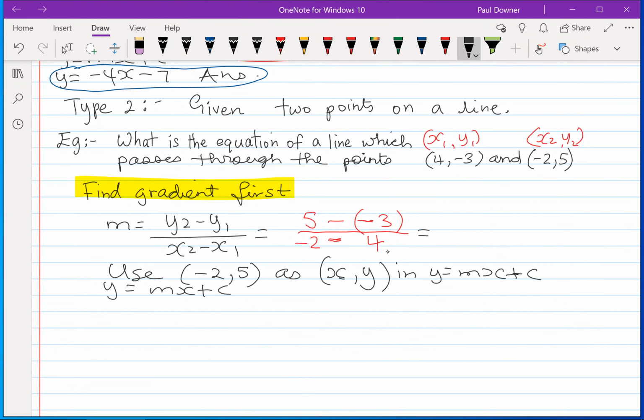Okay, so let's work that out now. 5 minus minus 3. That's this top part here. Minus minus is a plus. So that'll become 5 plus 3 on top.